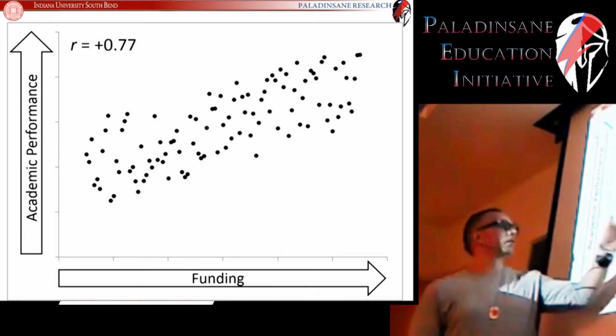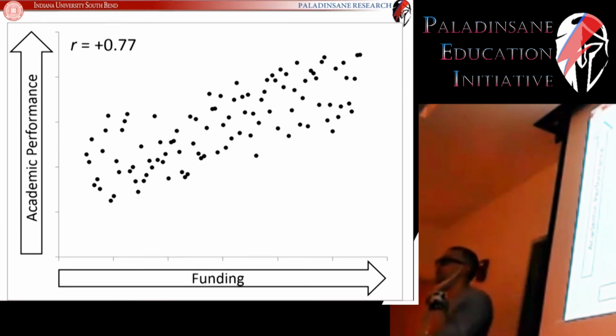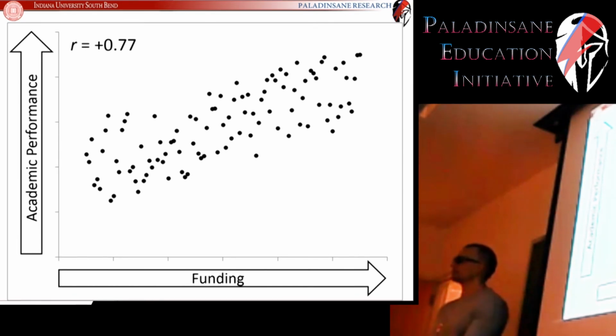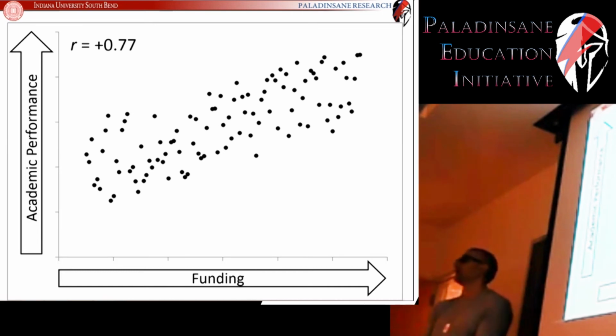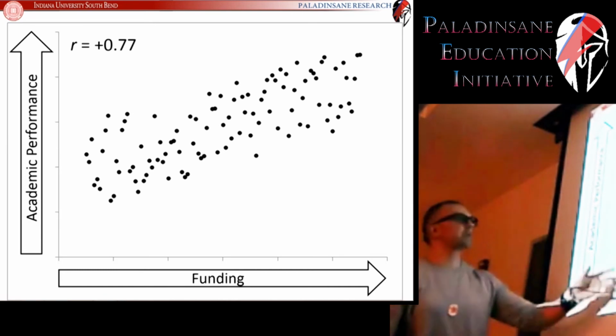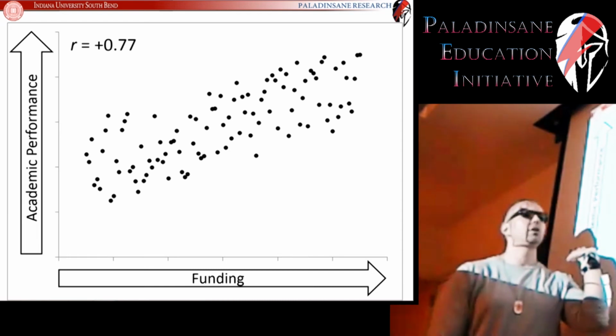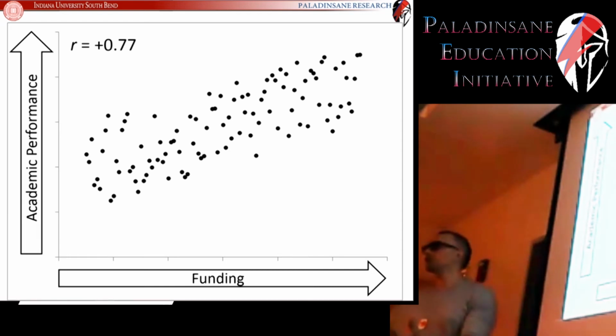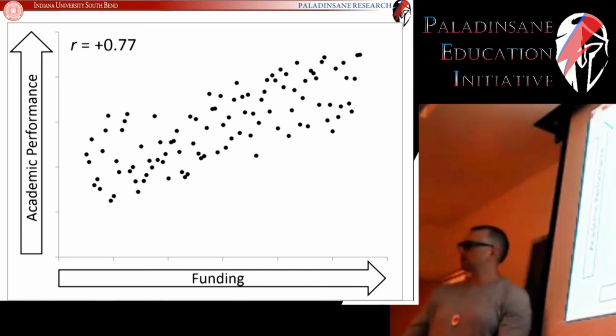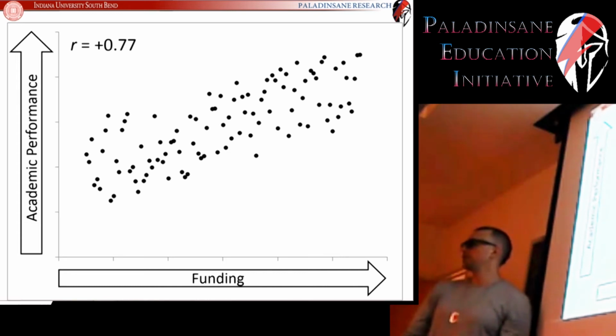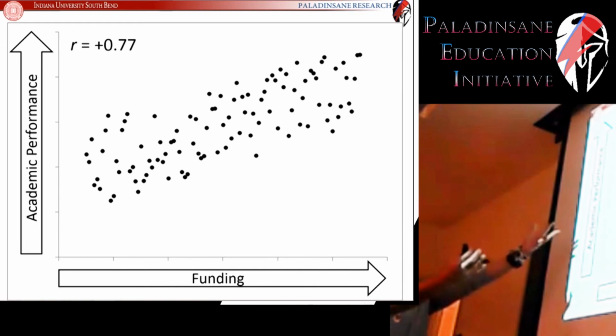There's a positive correlation between funding and academic performance. That's why scholarships and financial aid exist, right? So the more funding you have, the better your academic performance. And let's say that I went out and interviewed 1,000 IUSB students, and I asked, what's your GPA and how much funding do you get per year? And this is the data that I got.